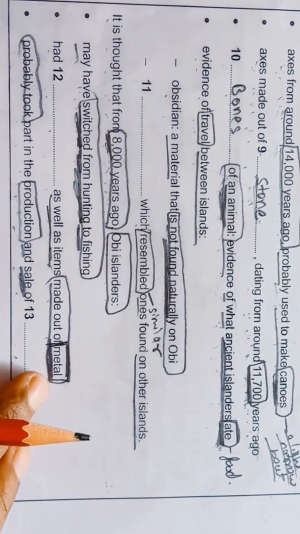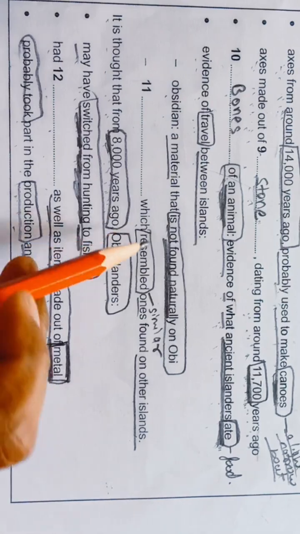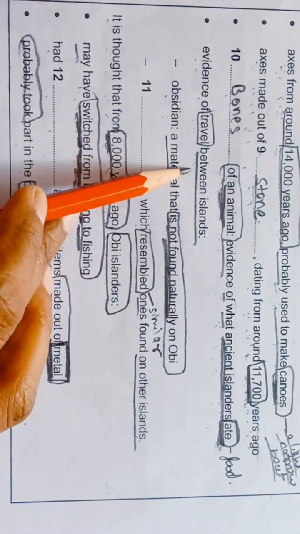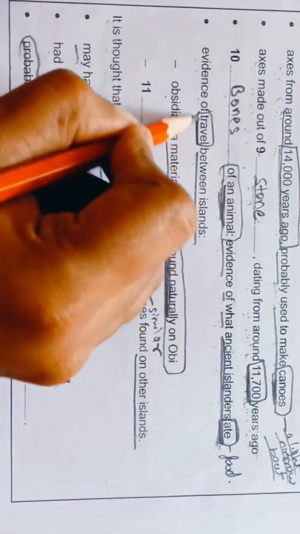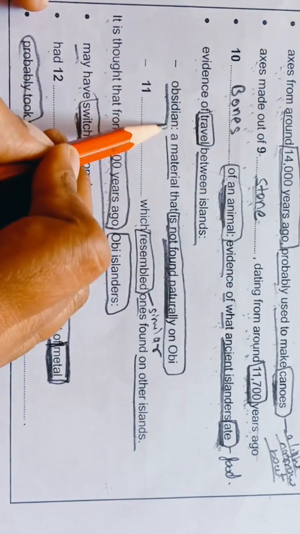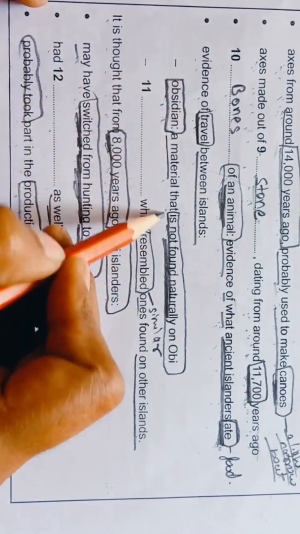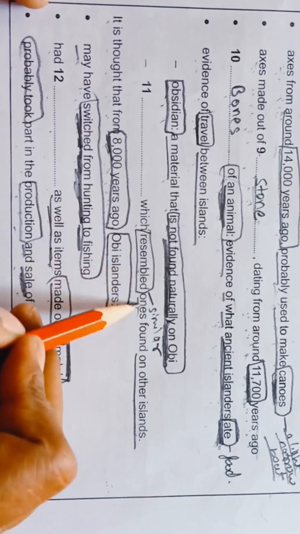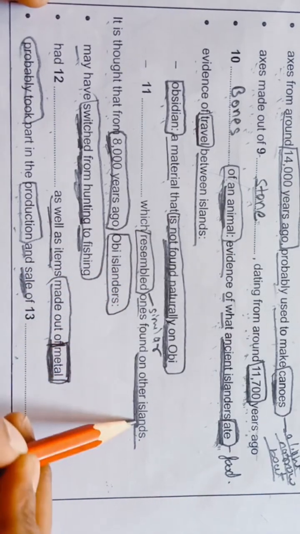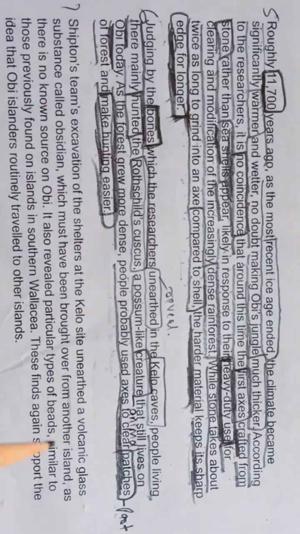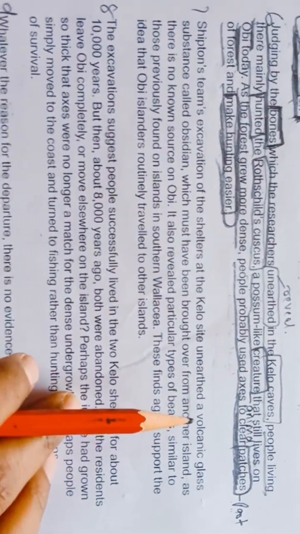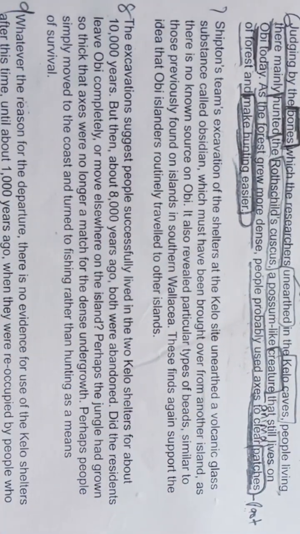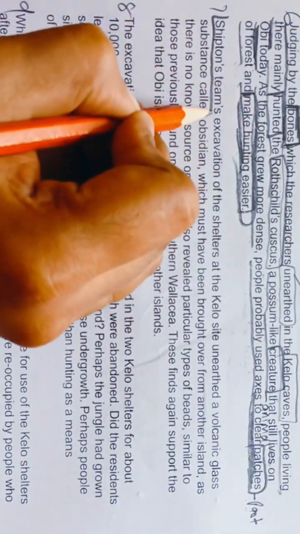So let's move forward and see where our other keyword is. Evidence of travel between islands. So this is our keyword, travel. Obsidian, this is also our keyword, a material that is not found naturally on Obai, dash with resembled ones found on other islands. So now let's move forward towards our seventh paragraph. Shipton's team, this is our keyword.